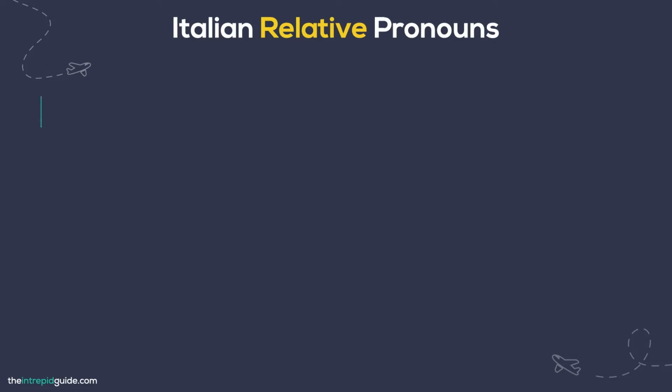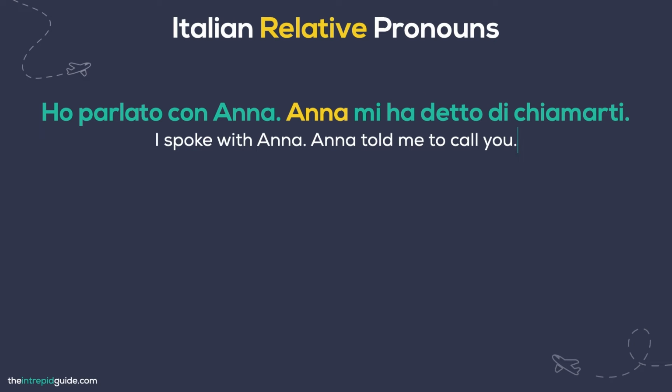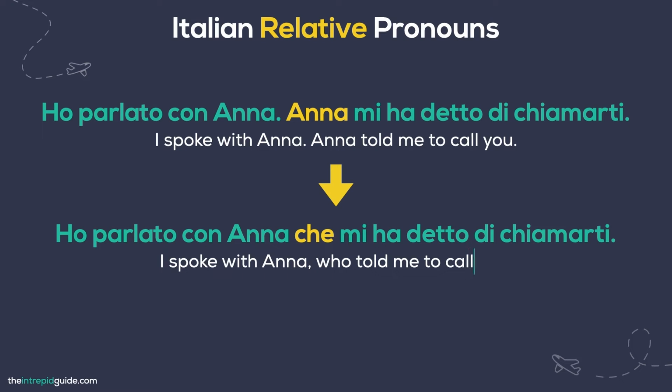Relative pronouns are used to connect two sentences that share a common element by replacing the noun found in the main clause within the relative clause. Let's clarify this with two sentences. Ho parlato con Anna. Anna mi ha detto di chiamarti. I spoke with Anna. Anna told me to call you. These two sentences can be combined into a single sentence as follows. Ho parlato con Anna che mi ha detto di chiamarti. I spoke with Anna, who told me to call you. In this combined sentence, the relative pronoun che refers to Anna, so we don't have to keep saying her name.